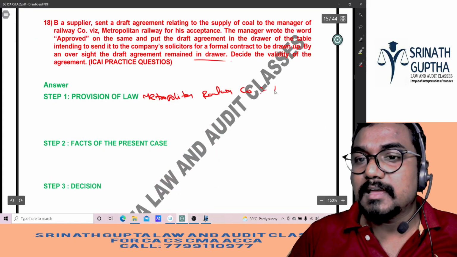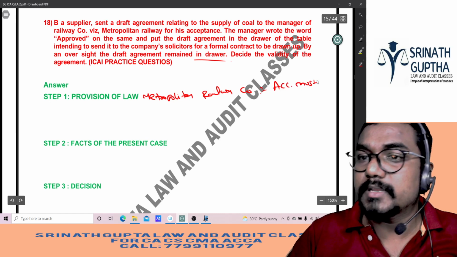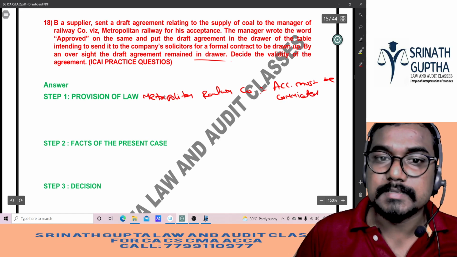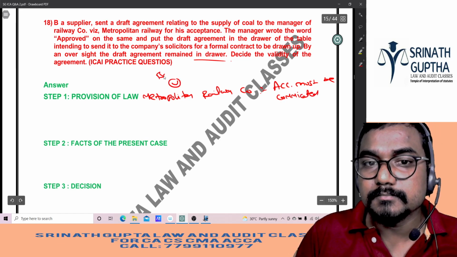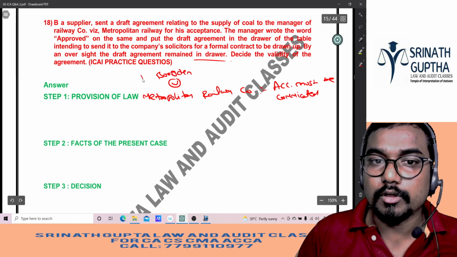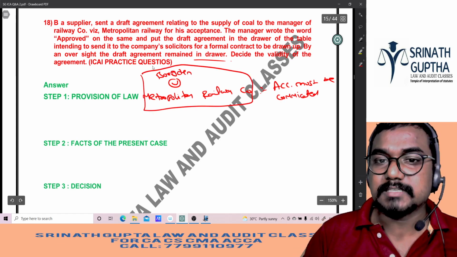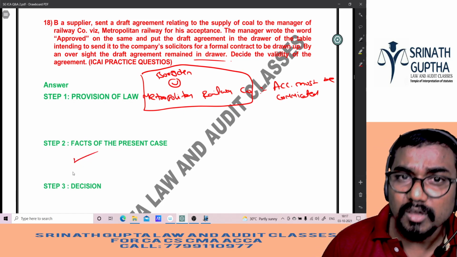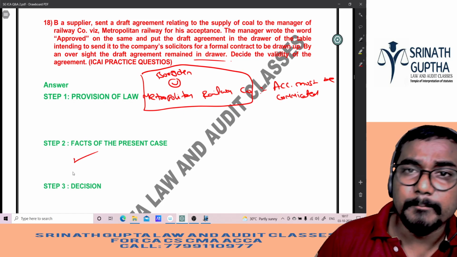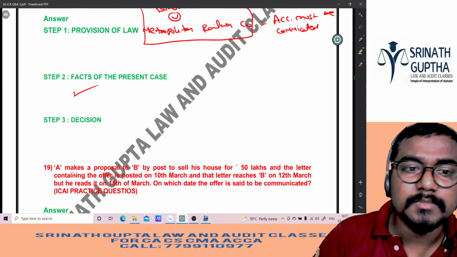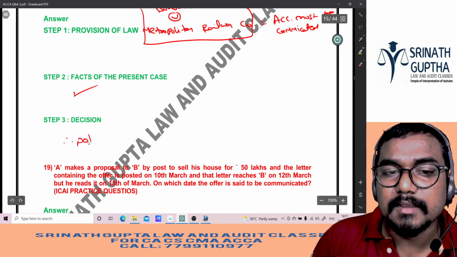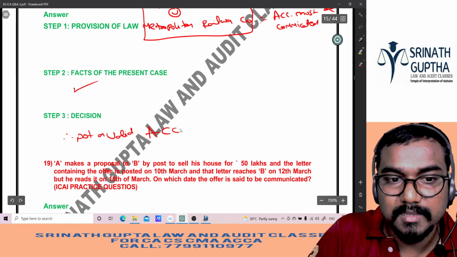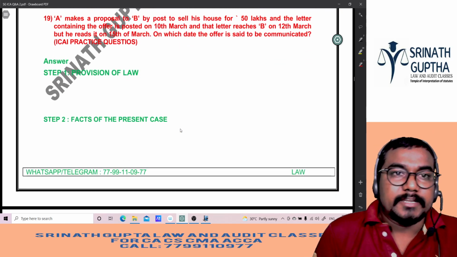Step number 1, provision of the law: acceptance must be communicated. Case law: Brogden versus Metropolitan Railway Company. These two things we should write in step number 1. Step number 2, facts: here B wrote the agreement but did not post it to the Metropolitan Railway Company. So it is not a valid acceptance, beta.